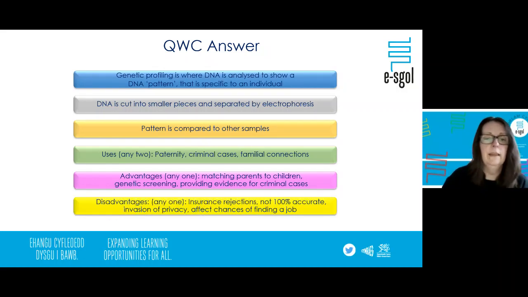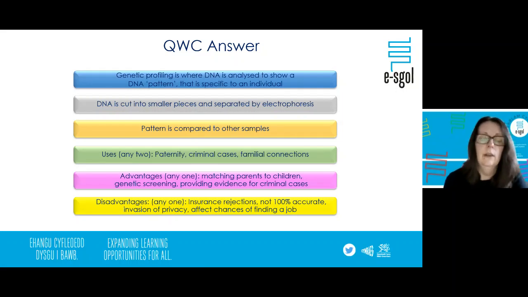And then finally, our disadvantages. So we mentioned earlier about not being able to get insurance, which could be a problem for people who want to buy a house. They may not be able to obtain a mortgage. There may be some inaccuracy in the process. It certainly may be an invasion of privacy if that DNA is stored somewhere.